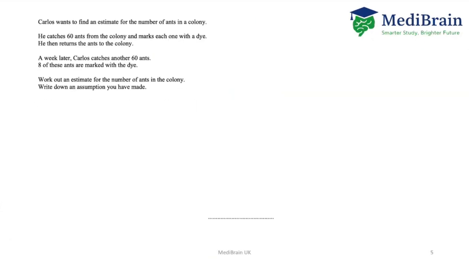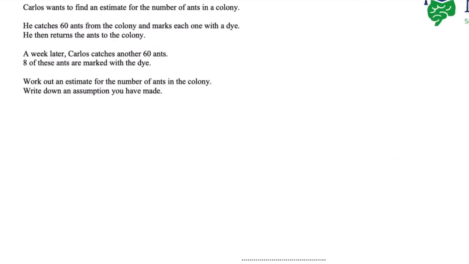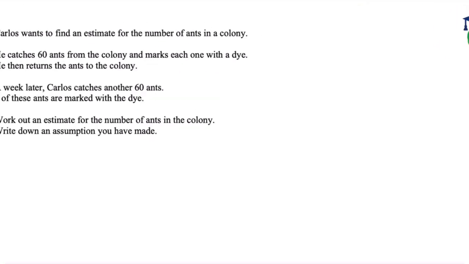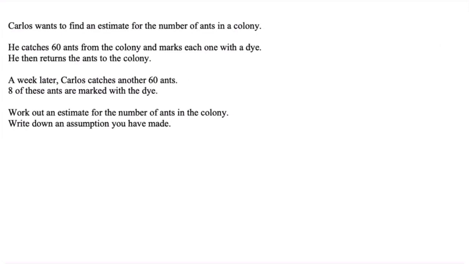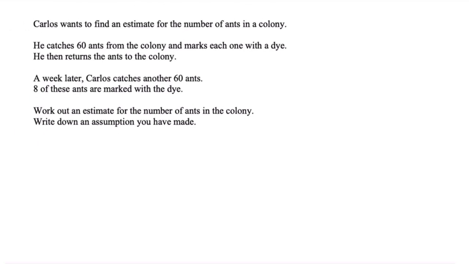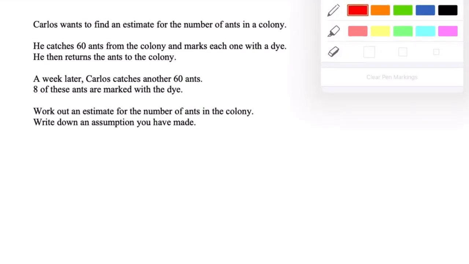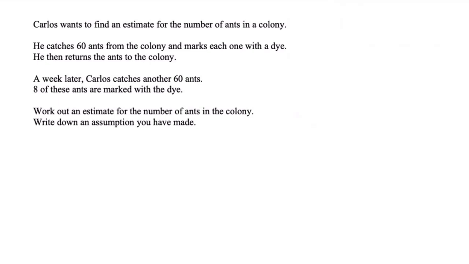So again, if we switch back onto this question over here, it says a week later, Carlos catches another 60 ants. 8 of these ants are marked with a dye. Work out an estimate for the number of ants in the colony. Write down an assumption that you have made. So again, guys, feel free to have a go at this question, but I'm going to go through it step by step. Okay, so again, highlighting the main bits of information.